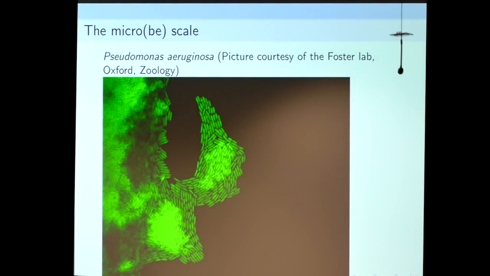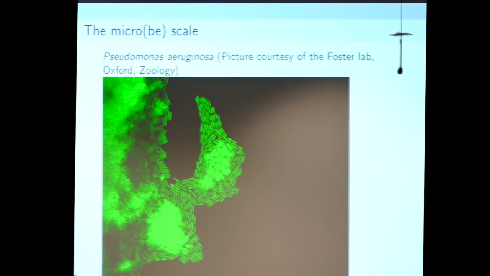So here's something to try to convince you that there might be something in it. This is a horrible bacterium, actually, Pseudomonas aeruginosa. It's found in the lungs of cystic fibrosis patients, amongst other things. And this picture is from Kevin Foster's lab in the zoology department in Oxford. And I find this very beautiful. He has an incredibly high resolution microscope, which allows him to observe, you can just about pick out, I hope, these individual bacteria. It's just an extraordinary picture.